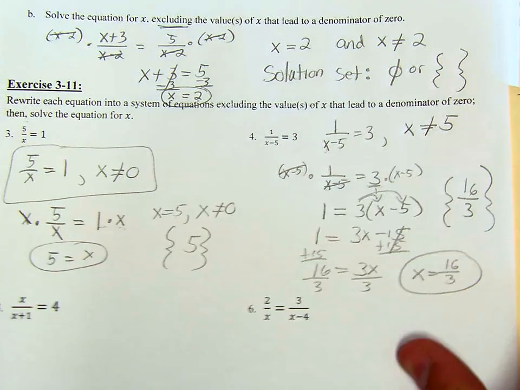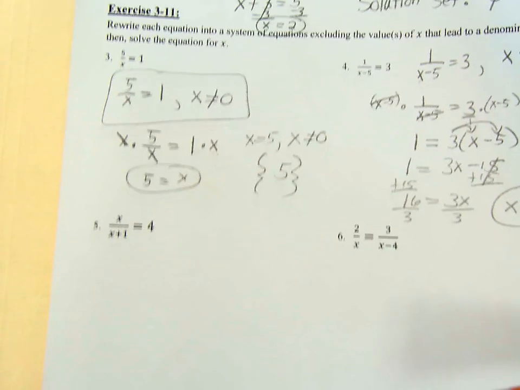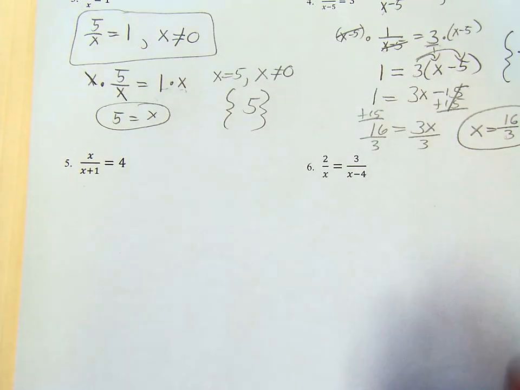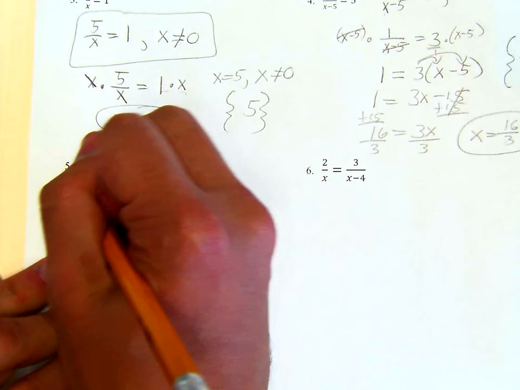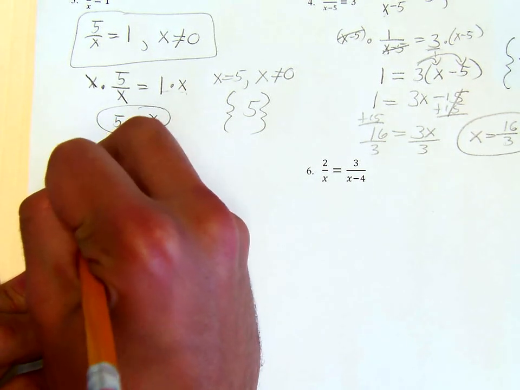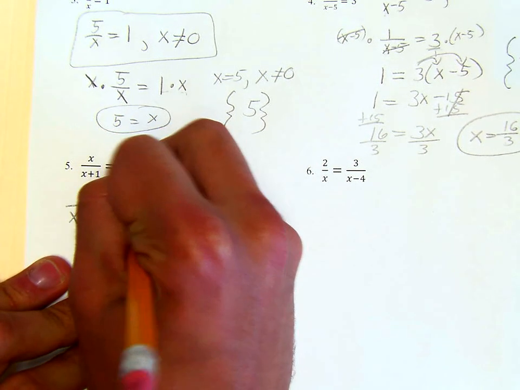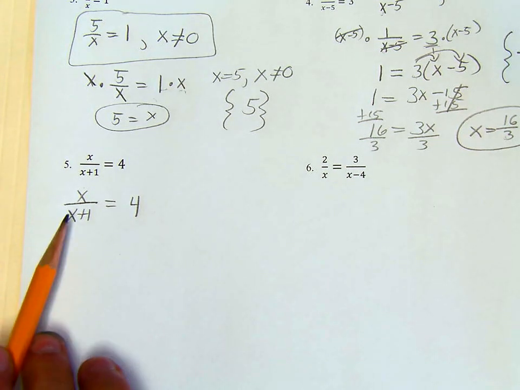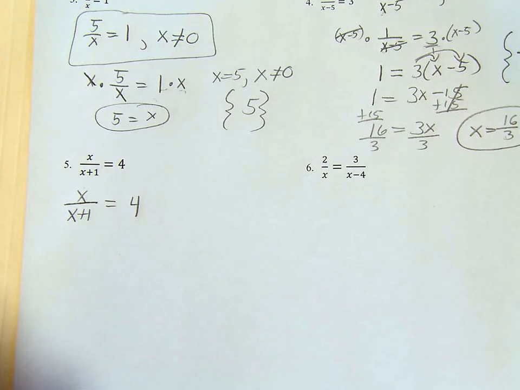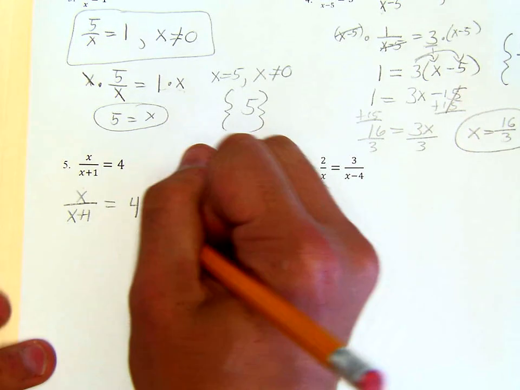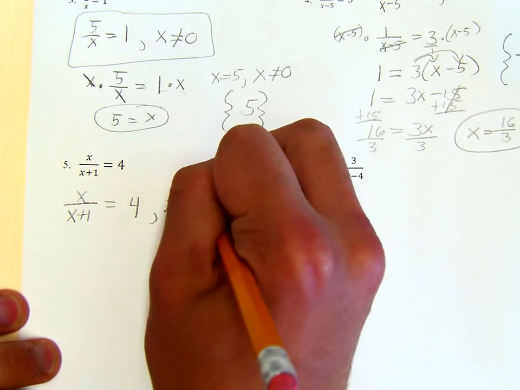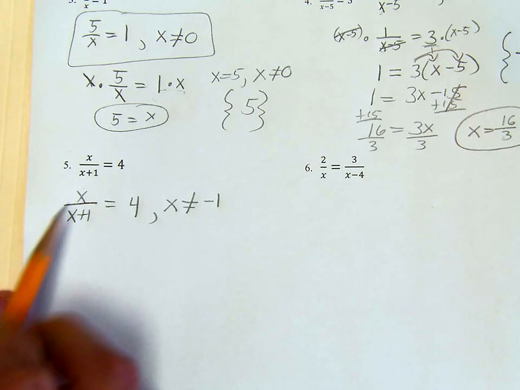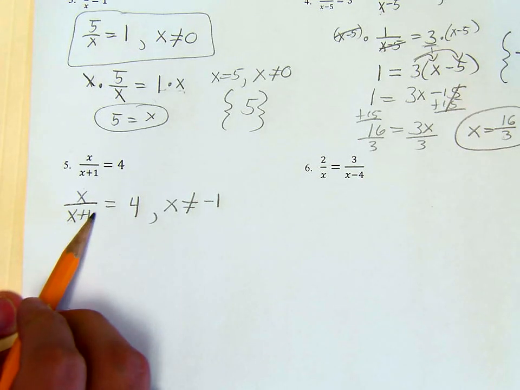For exercise 5, we have x divided by x plus 1 is equal to 4. So if we look at this, we're going to have our first equation, x over x plus 1 is equal to 4. And on our denominator, x plus 1, what can x be for this denominator to be 0? x cannot be equal to negative 1. Because if x is negative 1, we'd have negative 1 plus 1, which would equal 0. And that would have the denominator of 0, which we can't have.